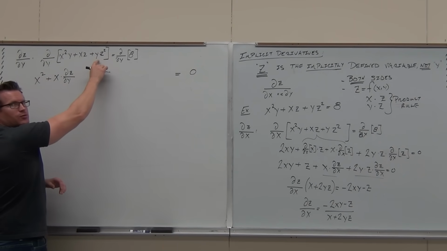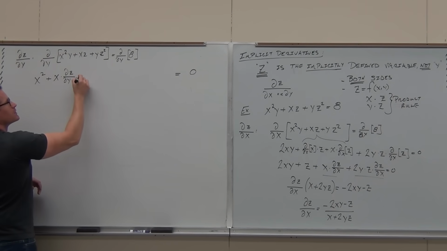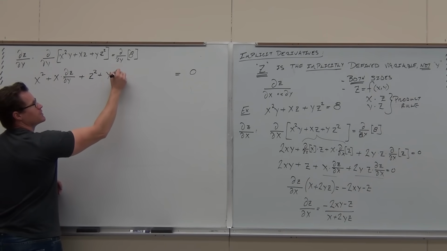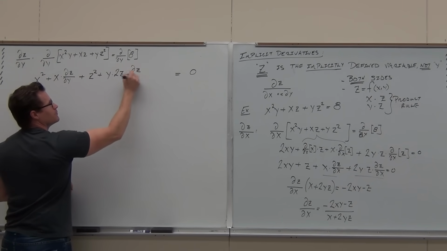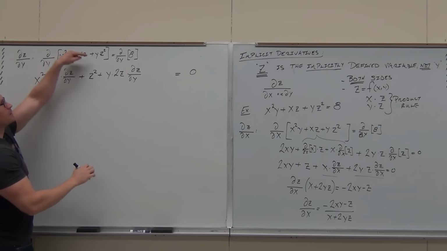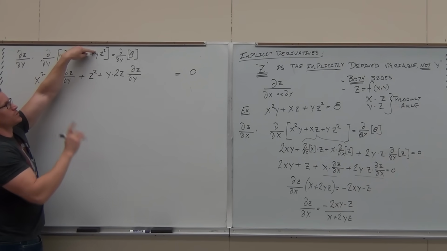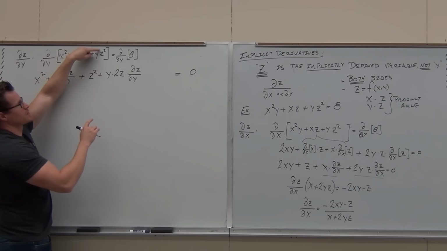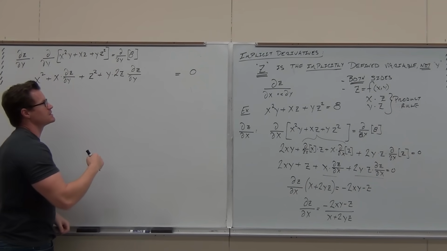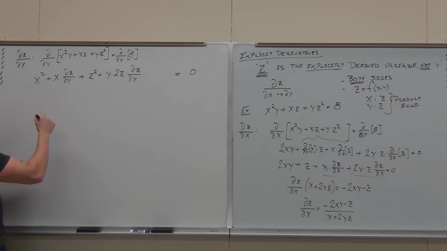Do I need a product rule here? Everyone in class, do I need a product rule there? Yep. Derivative of the first times the second plus the first times the derivative of the second. Derivative of the first says derivative of y is 1, z squared. Plus the first times derivative of the second, that's 2z. Chain rule gives us a partial z with respect to y.